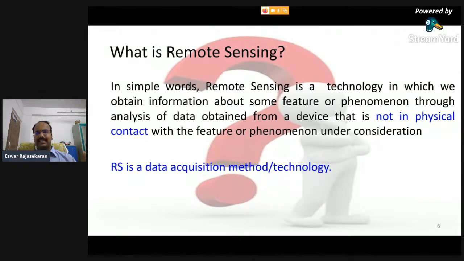So remote sensing is essentially a data collection method or technology where the data is collected through non-contact means, and using the data, by processing it and subjecting it to various kinds of analysis, we can get useful information about different phenomena that are occurring on the Earth's surface as a whole.